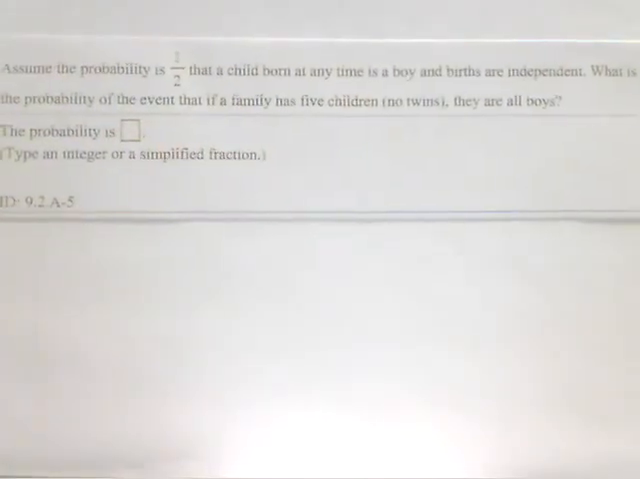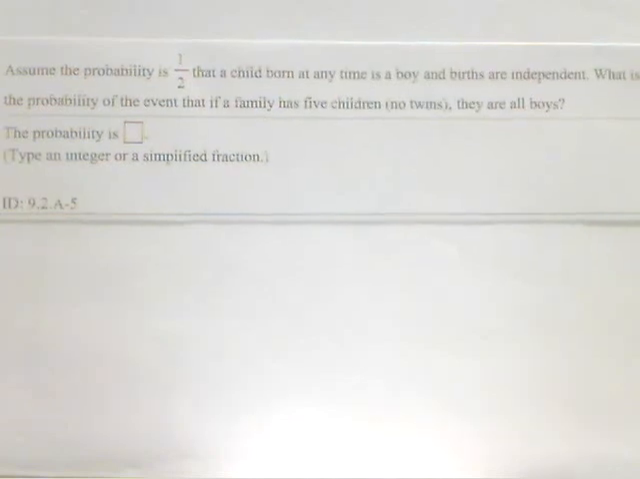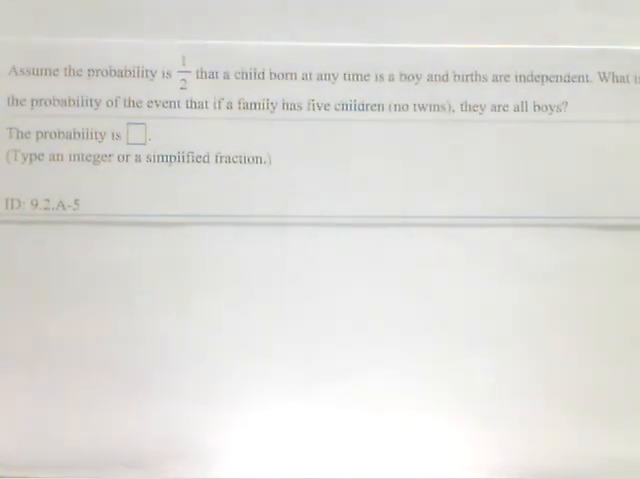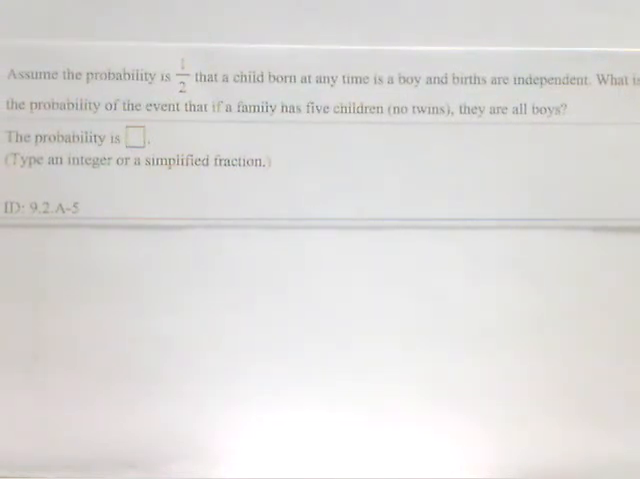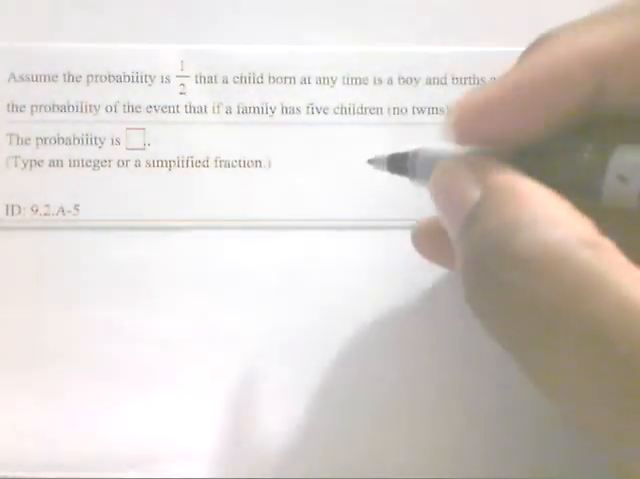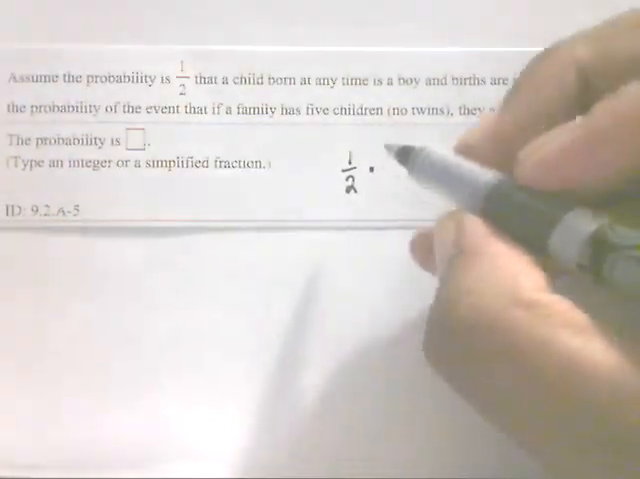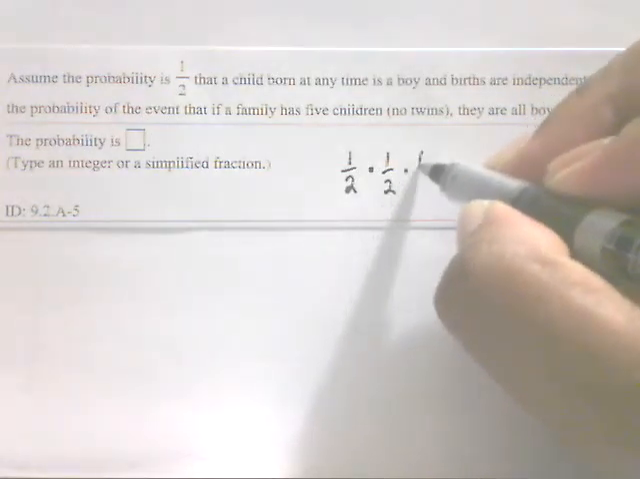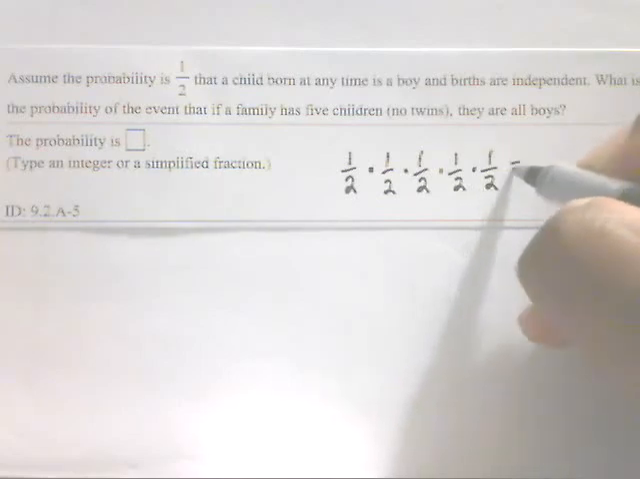Assume the probability is 1/2 that a child born at any time is a boy and births are independent, meaning the outcome of one does not affect the outcome of the other. What is the probability of the event if a family has 5 children, no twins, and they are all boys? Okay, so we know the probability of the first one being a boy is 1/2, and the next is 1/2, the third is 1/2, the fourth is 1/2, and the fifth is 1/2.